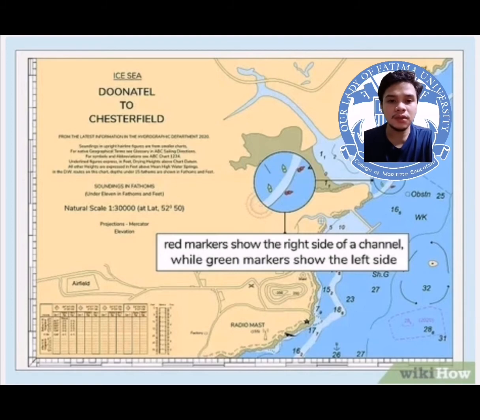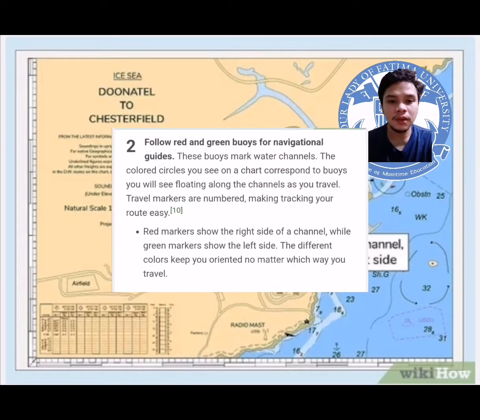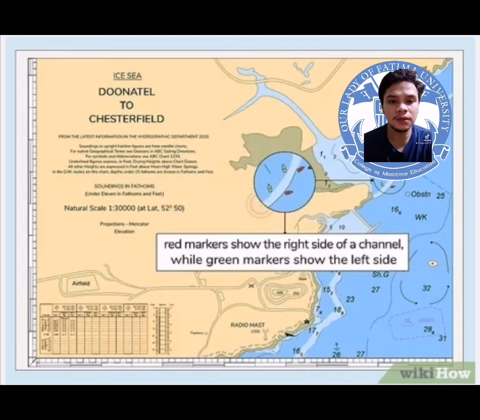Follow red and green buoys for navigational guides. These buoys mark water channels. The colored circle you see on a chart corresponds to the buoys you will see floating along the channel as you travel. Travel markers are numbered, making tracking your route easy.